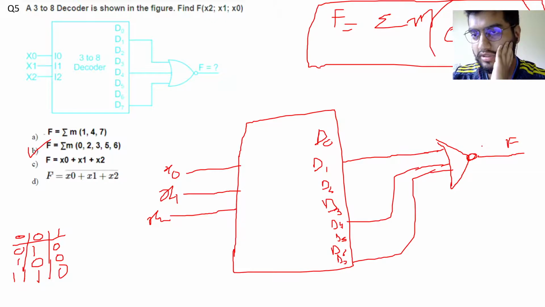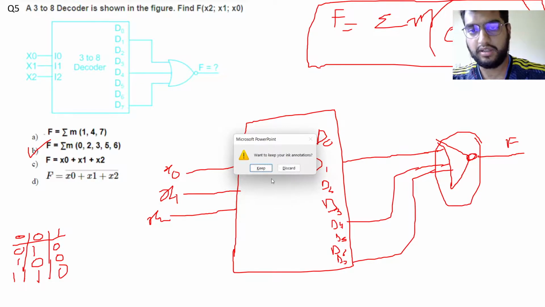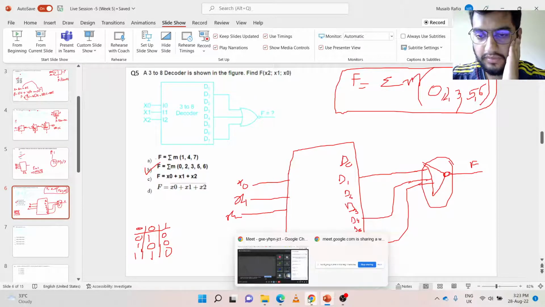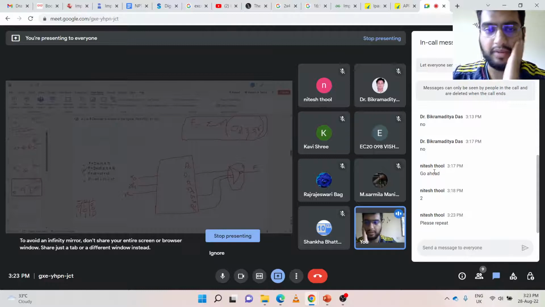The tricky part here was this NOR gate. If it had been an OR gate, it would simply have been f equal to the sum of minterms 1, 4 and 7. I hope I was clear with this part. In case of any doubts, please type in. Yeah, I'll repeat.